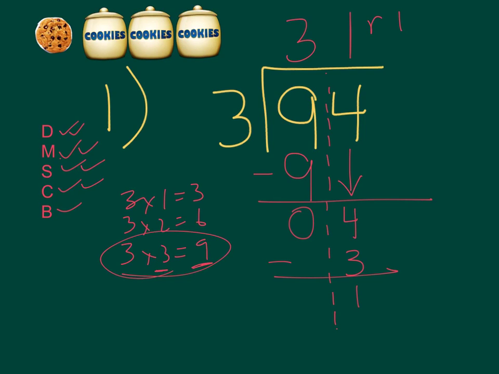31 remainder 1. So there'd be 31 cookies. To go back to the original problem, I would put 31 cookies in each jar, and then I'd have to eat one, because it'd be left out of the cookie jar, and you just can't have that.